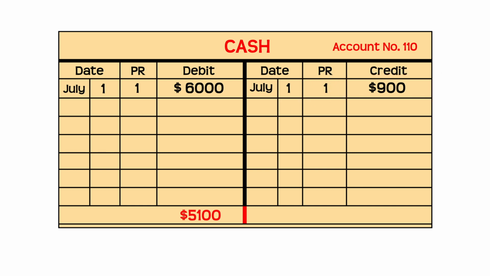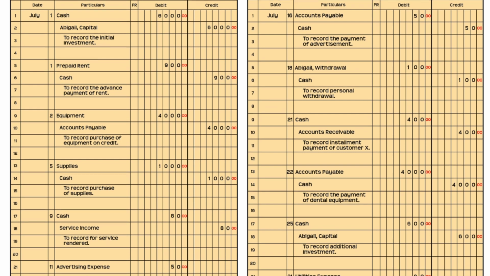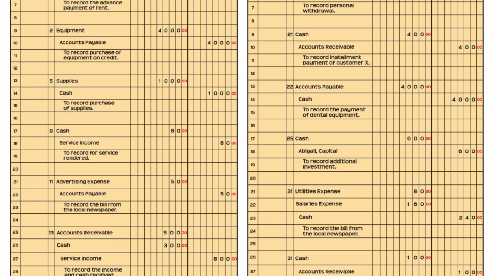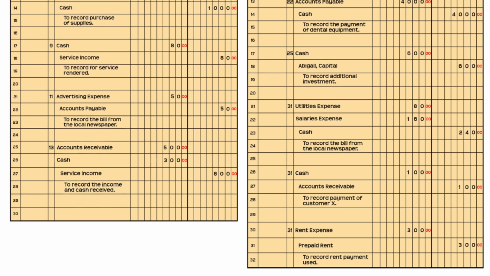As for the other accounts that were recently posted, their balance still remains the same. It's pretty simple, right? To post the journal entries, you'll just have to transfer the data to the ledger. Try posting all the journal entries of Abigail, and once you're done, you can check your answers at the end of this video.